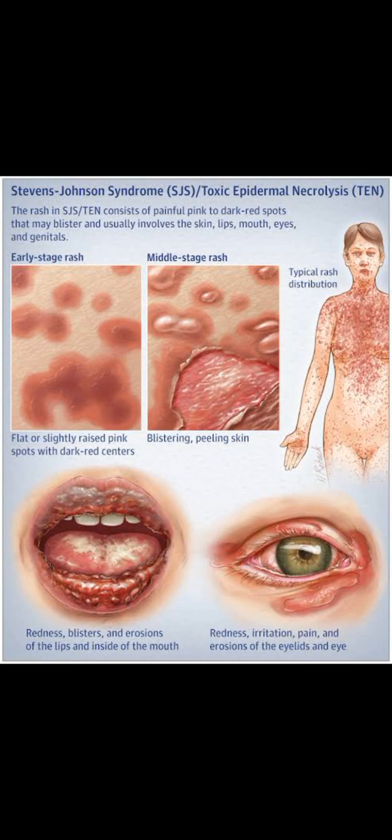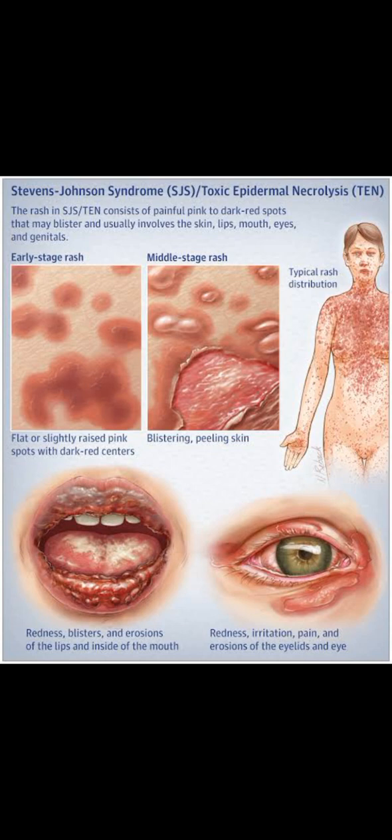Bismillahirrahmanirrahim. What is Stevens-Johnson syndrome, or SJS, or toxic epidermal necrolysis, TEN? As you can see in these pictures, the rash consists of painful pink to dark red spots that may blister and usually involve the skin, lips, mouth, eyes, and genitals. That is, you can say this syndrome is mucocutaneous.